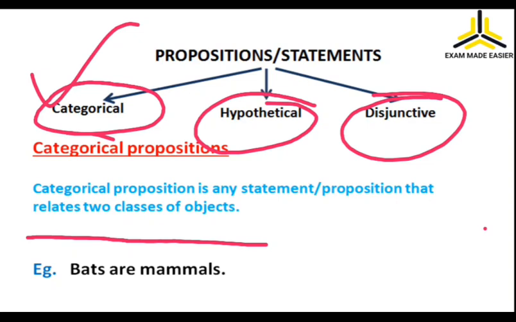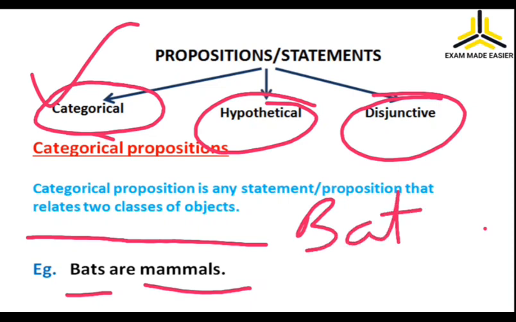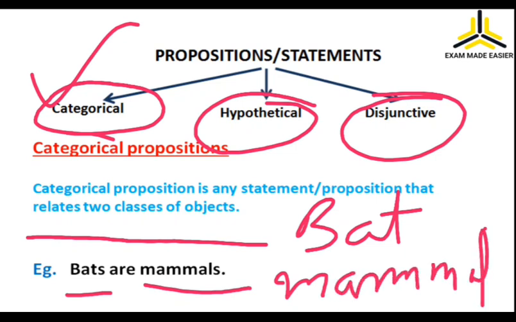In the example, bats are mammals. As the definition said, it is relating two classes of objects. If we observe, bat is one class, and mammals is the second class, and there is a relation between bats and mammals. So this is a categorical proposition. I hope you are clear with the definition of categorical propositions. Now we will discuss some other things also.